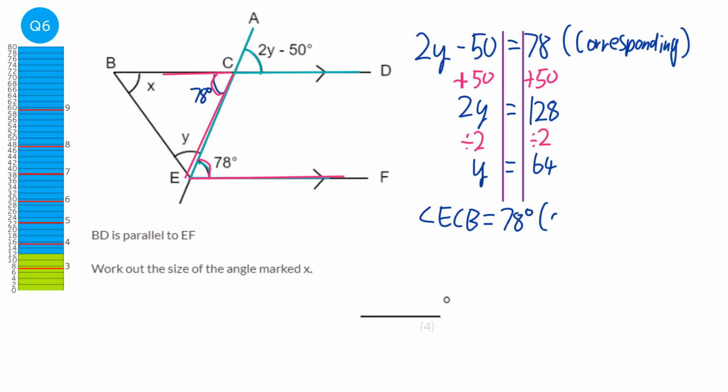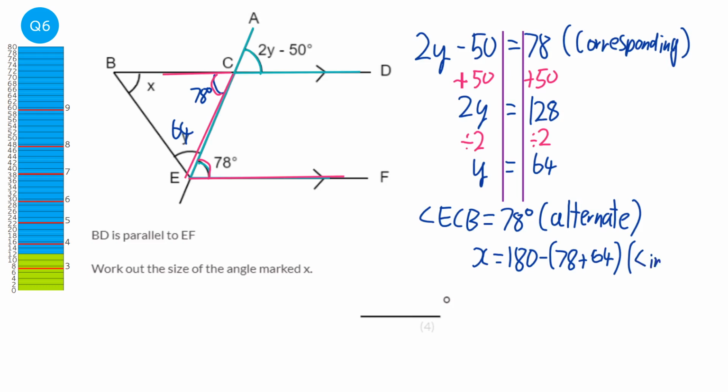And the reason for that is alternate angles. And then finally, if we know this is 78 and we know that this is 64, because we know what y is, then we can work out what x is. So x equals 180, angles in a triangle, take away the 78 we know and the 64 we know. And the reason for that is angles in a triangle add up to 180 degrees. And just make sure you write down all the reasons as you go. And when we take away the 78 and the 64 from 180, you get 38. So x is therefore 38 degrees.